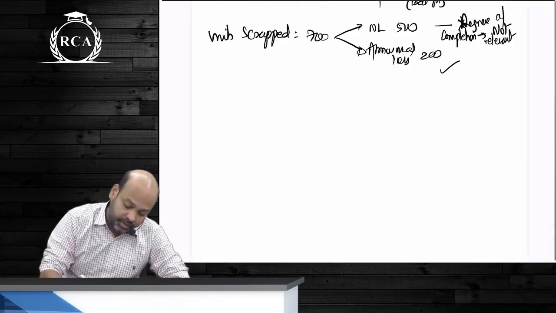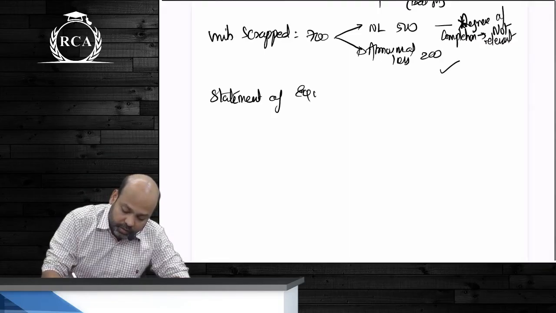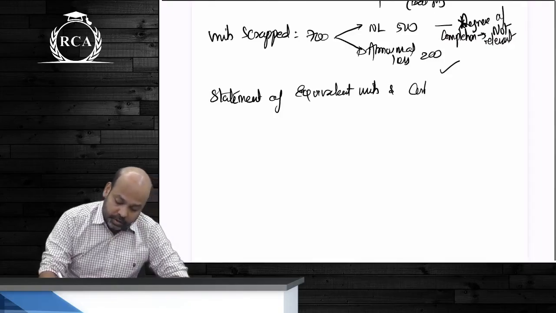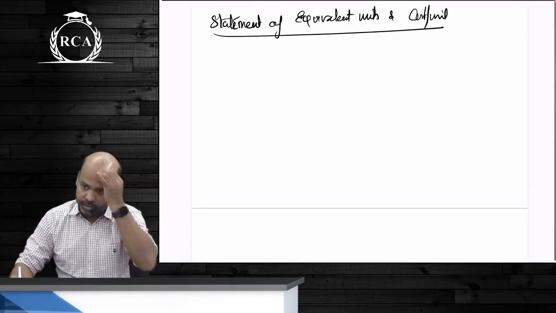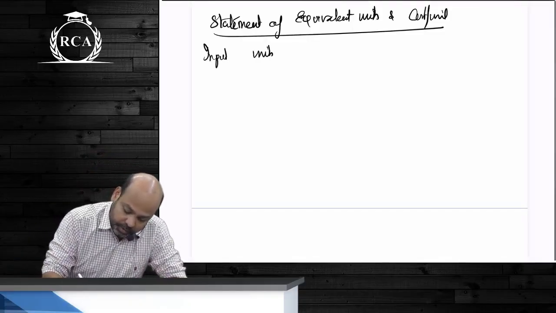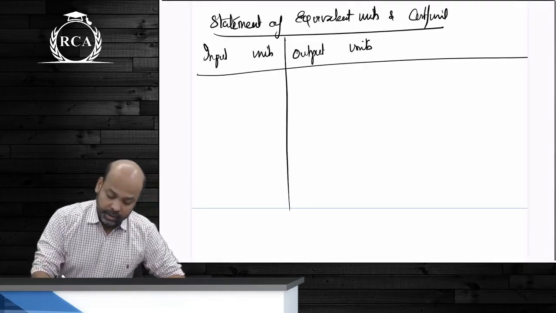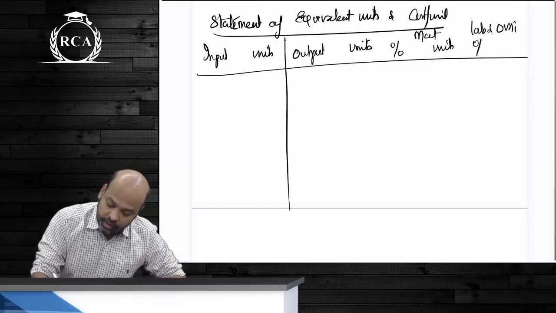Now pay attention, guys. In every question we'll be preparing something called a statement of equivalent units and cost per unit. Statement of equivalent units and cost per unit, guys. We divide the statement into two parts, input and output. And then, guys, I'll write material के लिए कितने equivalent units, labor and overheads के लिए कितने equivalent units. Are you all following?